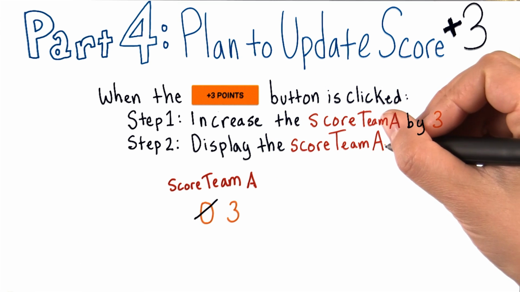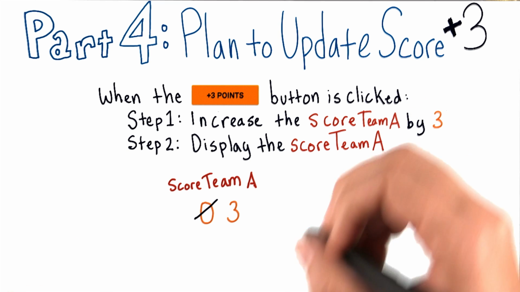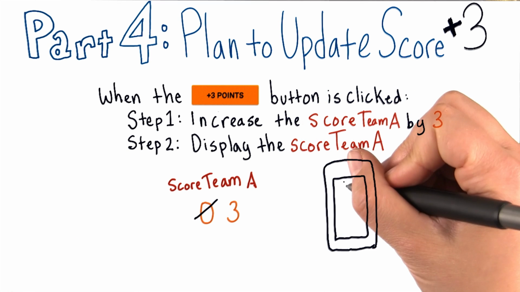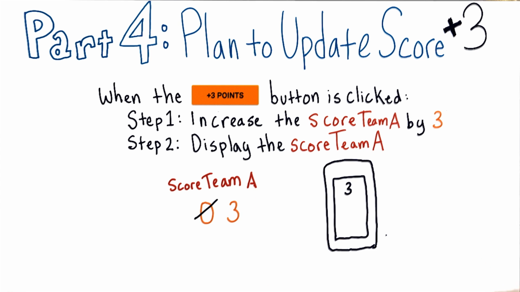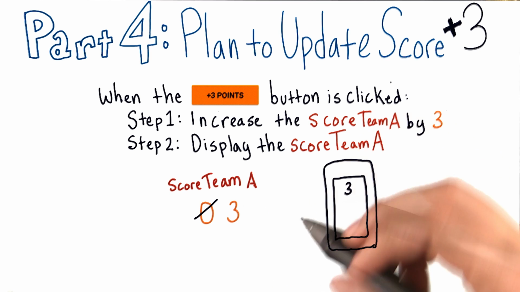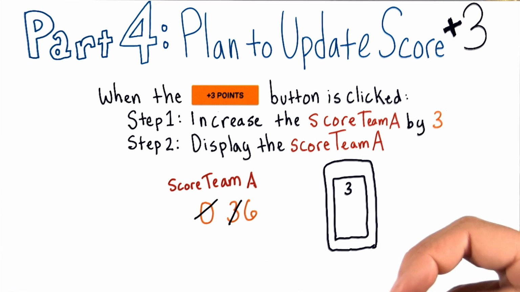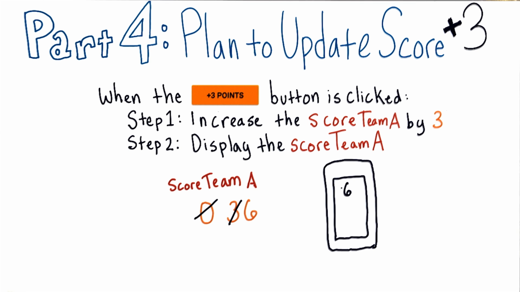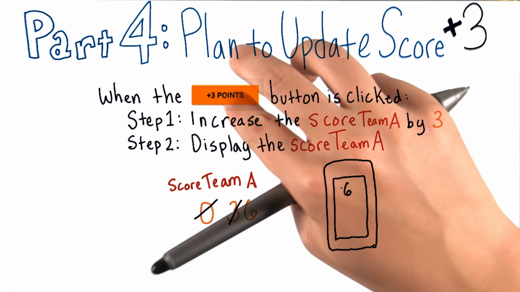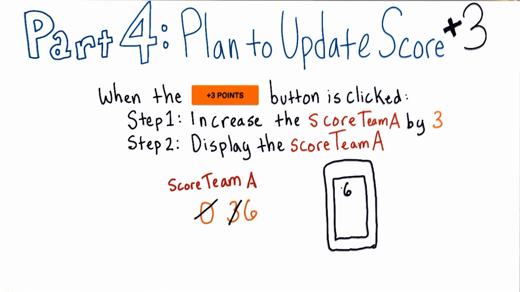And then, in the next step, I display it to the phone screen. Let's draw a little phone. Okay, so there's my phone, and it will display the score, which is 3. Looks pretty good. I press it again, it goes and looks at the current score, and then increases it by 3, making it become 6, and then it displays it to the phone. And I can see pretty quickly that as I keep pressing it, the pattern will repeat itself, it'll update, it'll display. So that seems pretty good.